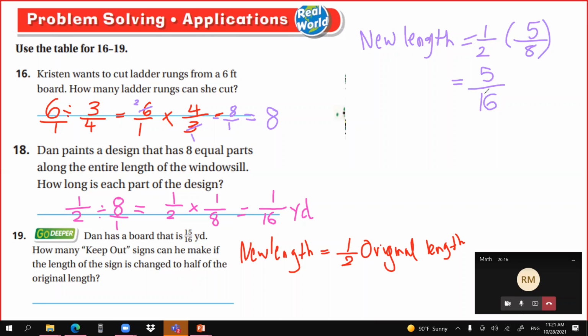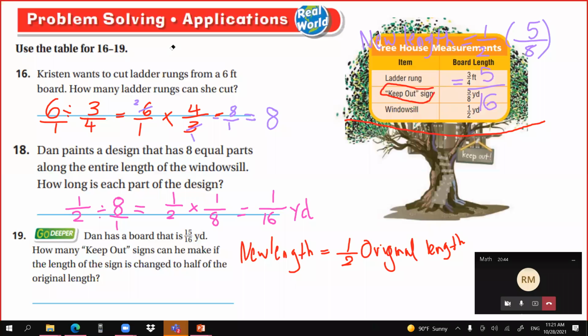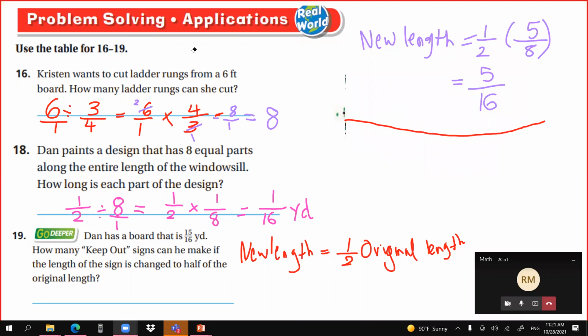Now Dan has a board. He brings it from the market and its length is 15 over 16. You have a board, it's 15 over 16. And the length of each sign is 5 over 16. So how many signs can you make? What do you have to do? Can you tell me what you have to do?